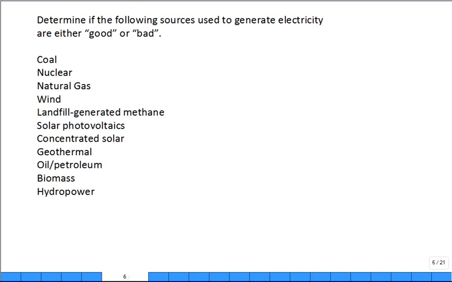Sometimes energy sources have a good reputation or a bad reputation. I think we all know what we mean by good and bad, out there in the world, news articles, etc. Coal, good or bad?